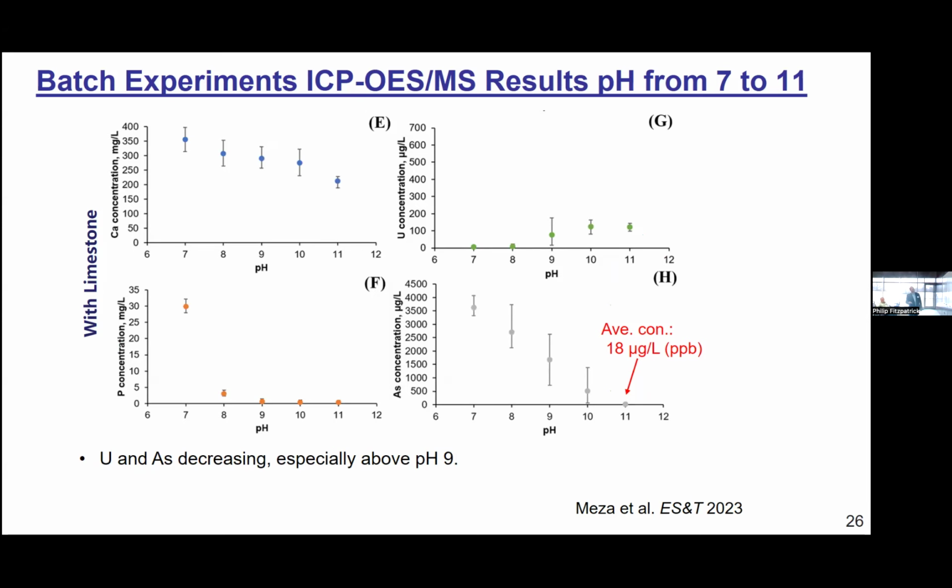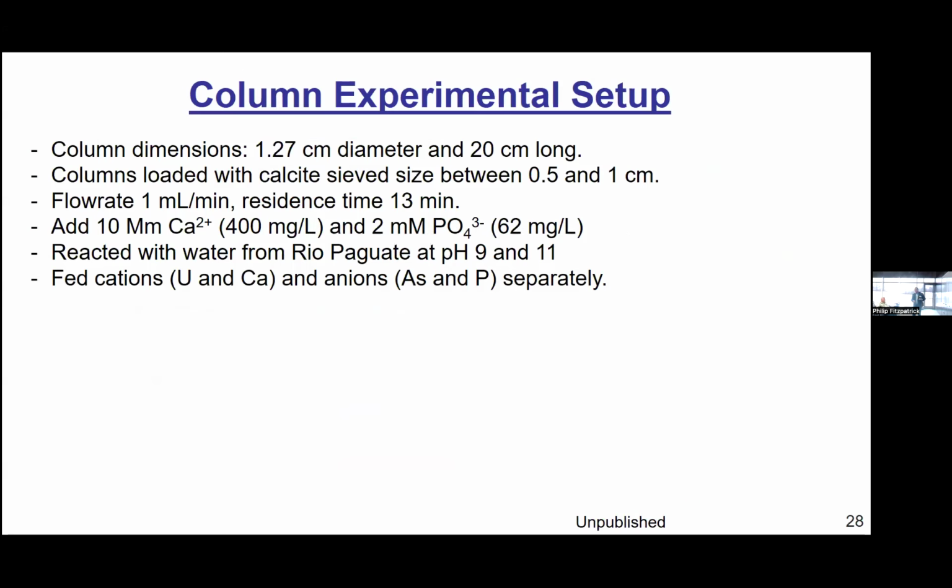Okay. But again, we started with uranium and arsenic concentrations in these experiments in the milligrams per liter, just so you know. So we are now at micrograms per liter. So even though, yes, they go up, they go up only a little bit. But I'll explain to you why in a little bit, when I show you the columns.